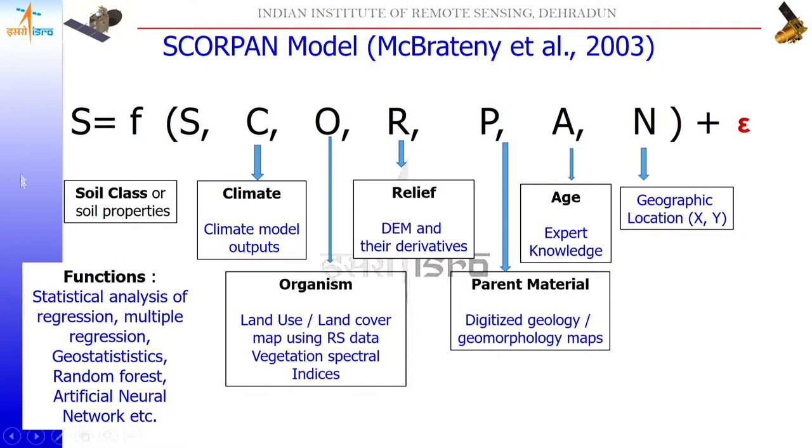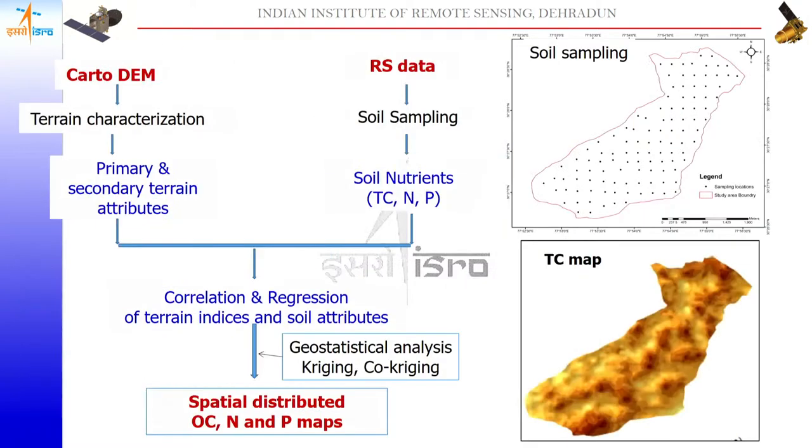And F represents the statistical techniques, meaning statistical analysis such as regression analysis, multiple regression, geostatistics, machine learning techniques, random forest, artificial neural network, support vector machines, or different mathematical functions we use to correlate the relation between soil and these factors. These factors we call environmental factors. So we study the relationships between soil and environmental factors to prepare the digital soil map.